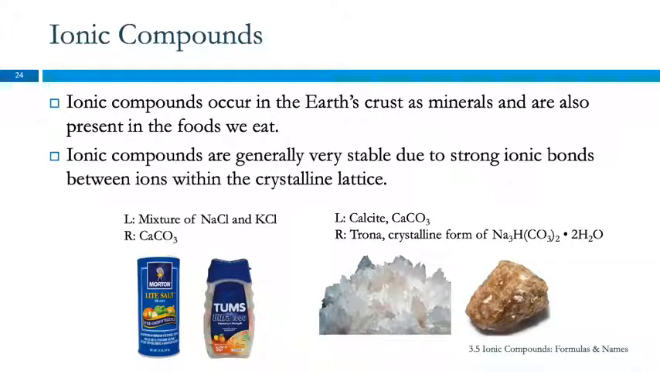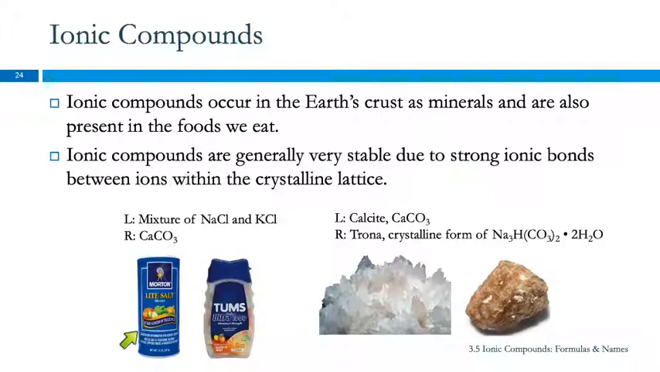Ionic compounds. There are lots and lots of ionic compounds. If you look at the Earth's crust, take a shovel and start digging, most of the things you're going to encounter are ionic compounds. They are present in the foods that we eat. They are very stable because ionic bonds are very strong. And so once they form, they tend to stay together.